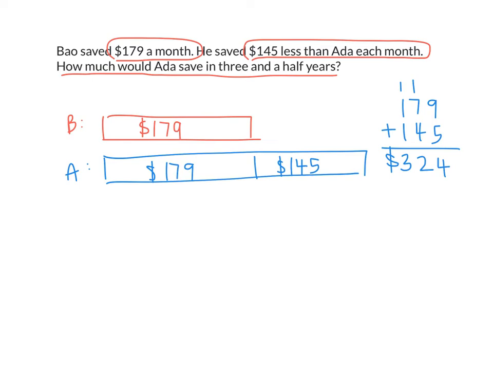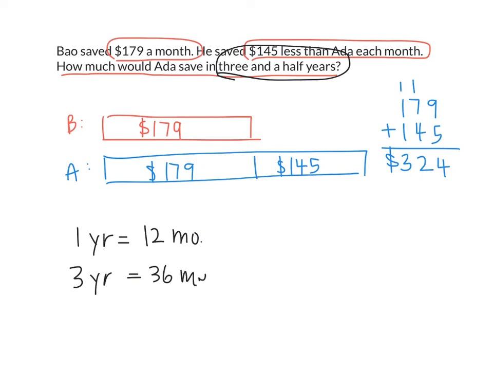Now, the question is asking us to figure out how much Ada would save in 3.5 years. We know that in 1 year, there are 12 months, right? And since she's saving per month, we have to find out how many months are in 3.5 years. So therefore, 3 years would be 36 months. Well, half a year is 6 months, so 3.5 years is 36 plus 6, or 42 months.